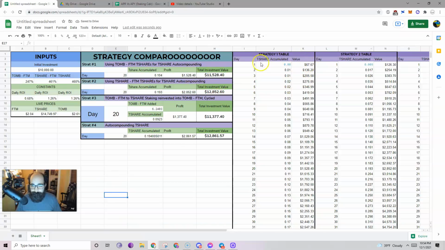So if you want to look at the strategy table, you definitely can. You have each one of these days, and for strategy 1, we're looking at the amount of T-share that you would get accumulated over time, and the value that would be. And then if you let it auto compound, you would just add that value to this, and then take that new value plus the old value. You can trust the math. You can audit the math if you want to, but the math is as sound as it can be if you don't include phantom gas fees.